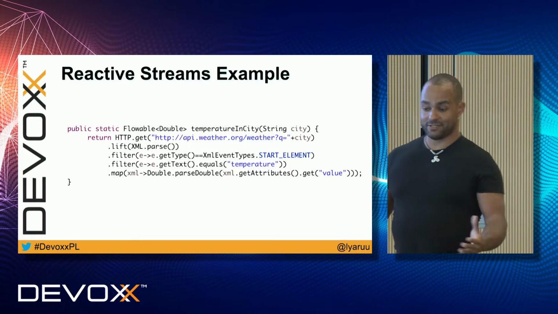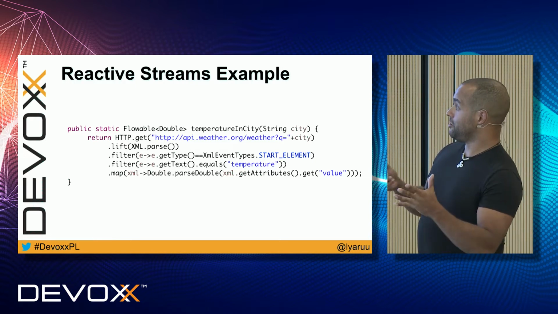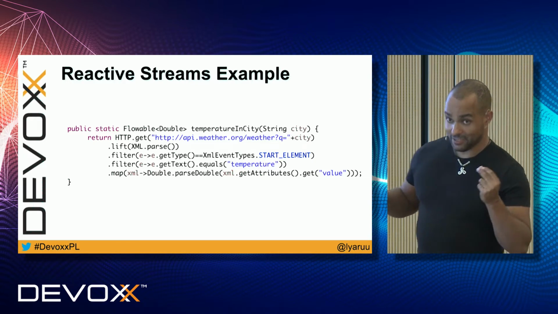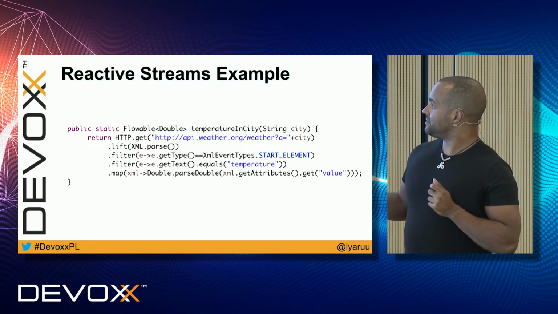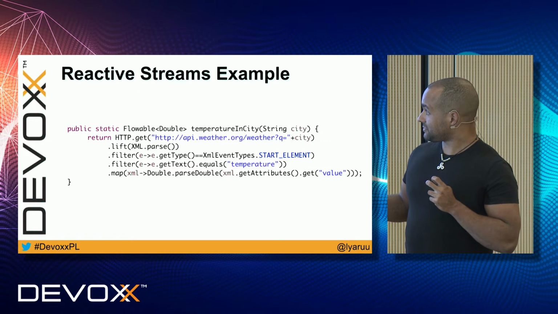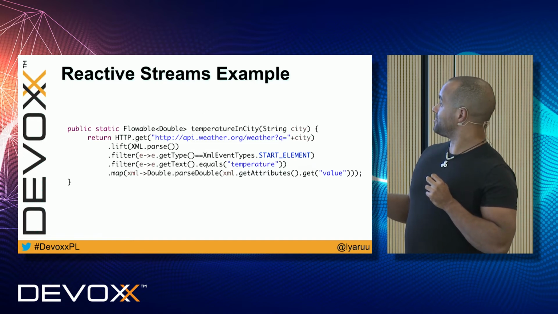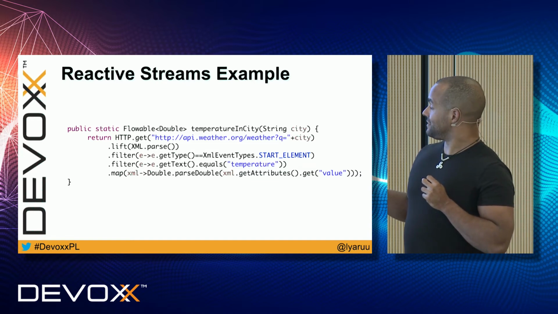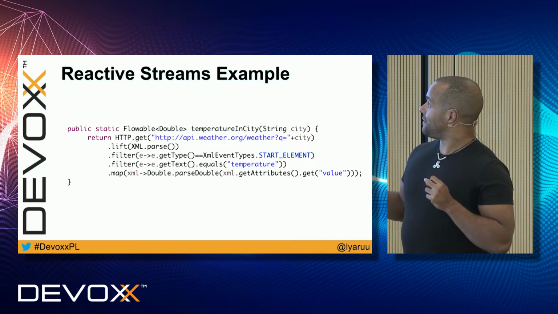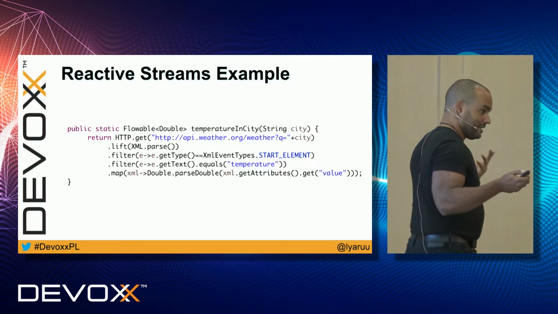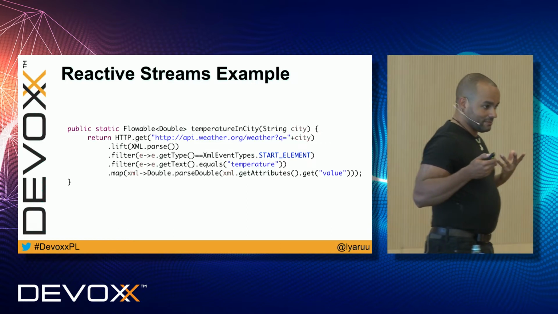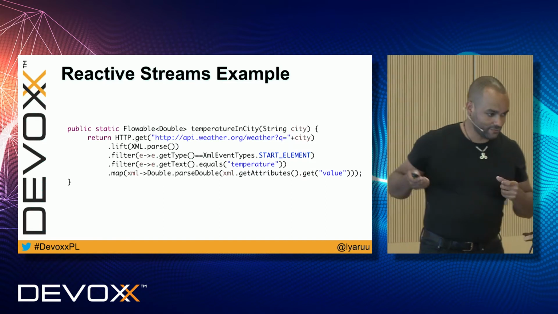Then the XML parser takes those pieces, consumes them, and spits out XML events. Then I say filter, I only want the XML start events, and I only want where the body is equal to temperature. Then I get the attribute of that temperature, and then I take the value. And so now I have a method that will at some point spit out a number. And that's basically in a nutshell how reactive streams work.